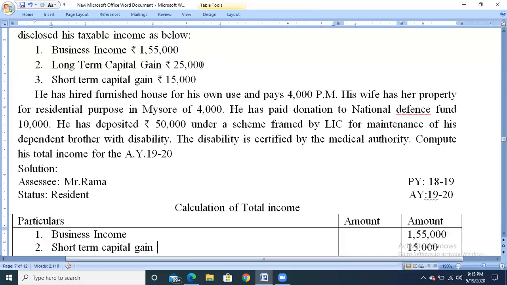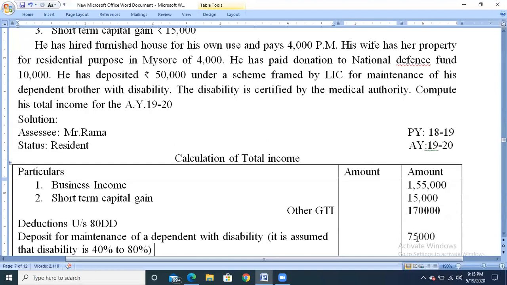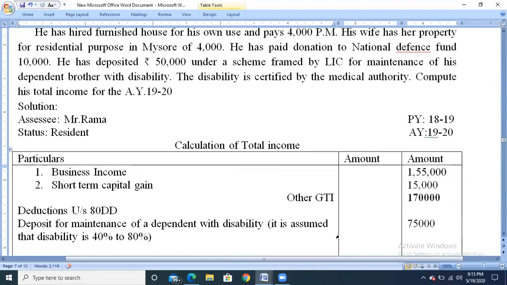So it will be called other gross total income, that is amount 1,70,000. Now from that we need to claim the deduction. First one, deductions under section 80DD, that is the amount deposited by the assessee for the maintenance of the disabled family member. Since they have not given the information regarding the disability percent, we are going to assume that the disability falls between 40 to 80 percent. So the maximum amount is 75,000. So the deduction amount under section 80DD is 75,000.